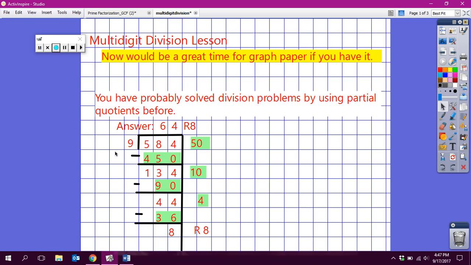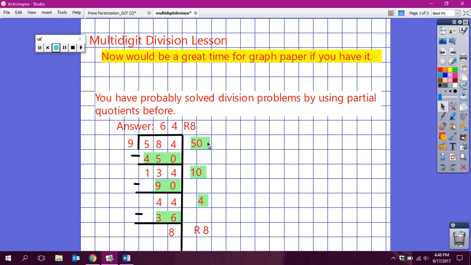I chose 50 because 9 times 50 would give me 450, and then I subtracted that to find out what was left. And notice I'm kind of lining my stuff up over here. I had a remainder of 134, so I needed to keep going. The next thing I chose was 10 because 9 times 10 would give me 90, which is pretty close to 134. Then I subtracted that, and I knew that I still had 44 leftovers, so I did 9 times 4, which is 36. That's the closest I could get to 44. And then I had 8 left over. And as you know, 9 does not fit into 8, so you would then write remainder 8.